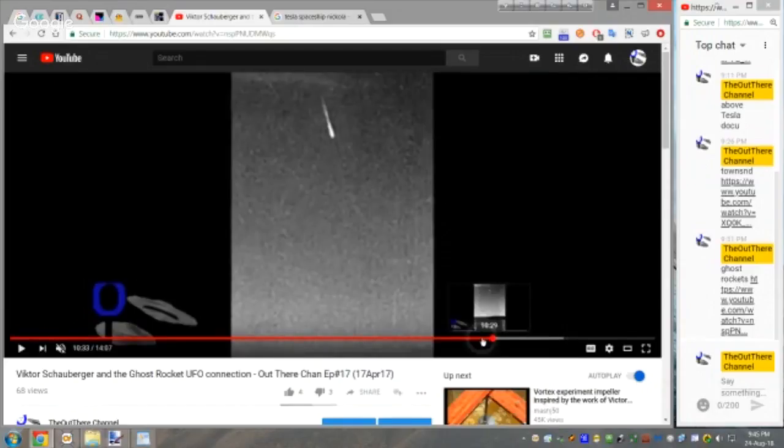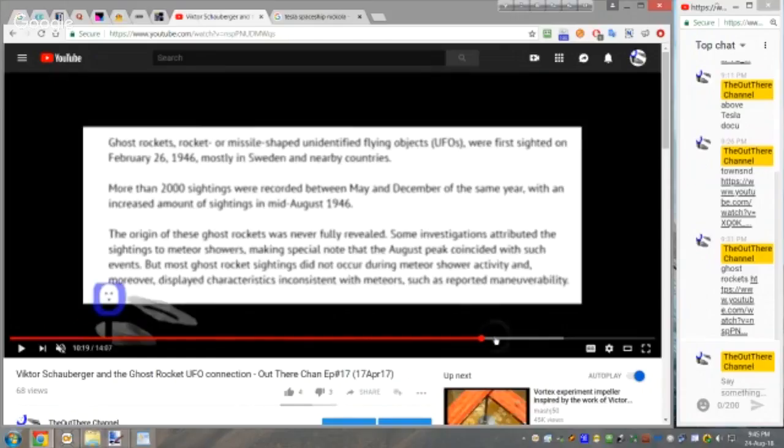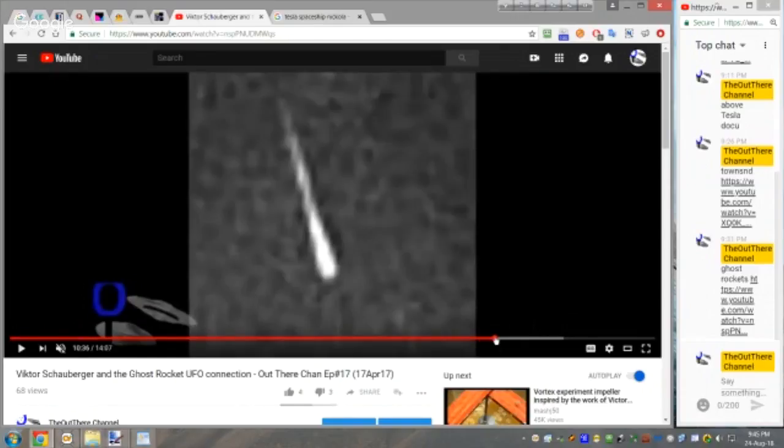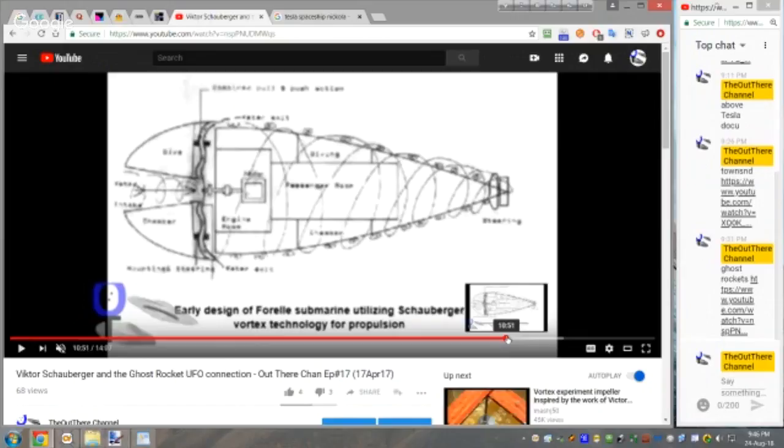So here's a ghost rocket picture here. Several photographs, actually. A lot of people said they thought they were meteorites. But here's one of the patent drawings from Schauberger. And you can see he's got it spinning around and it creates a field, a vortex field, which can suck it along pretty much, suck it along through the atmosphere. And that's why probably a lot of them crash, because they're not exactly hovering, they're always constantly moving.